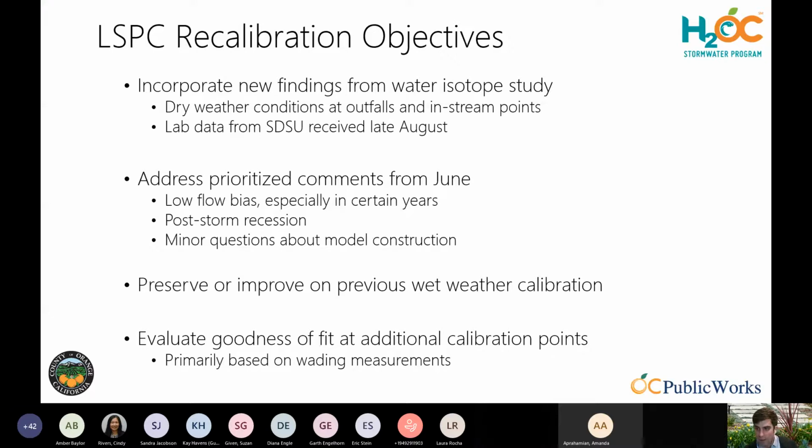Yeah, I mentioned we also had some prioritized comments from June and really focused specifically on the low flow conditions, both during winter low flows and summer low flows. We wanted to do all that and still maintain the adequate wet weather calibration that we had previously presented, moving into evaluating goodness of fit at additional places where we have some calibration data.